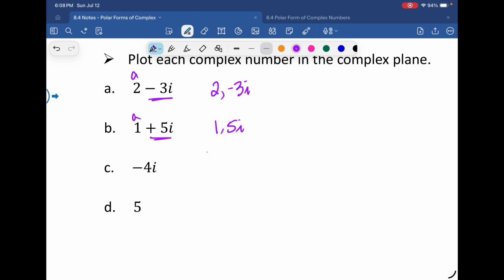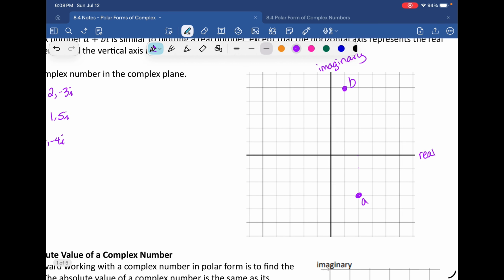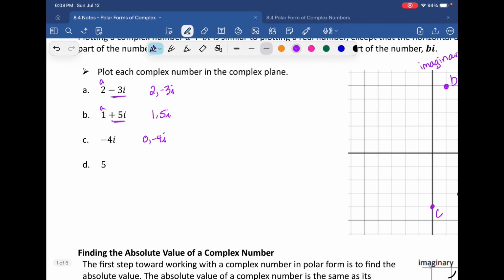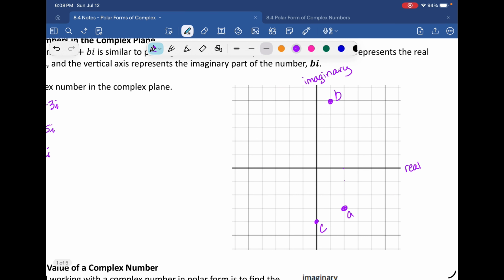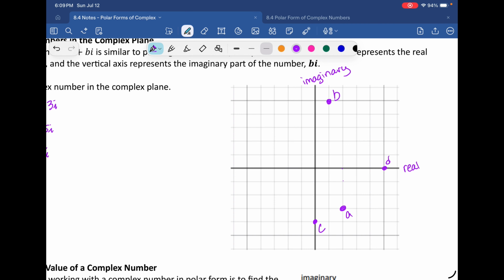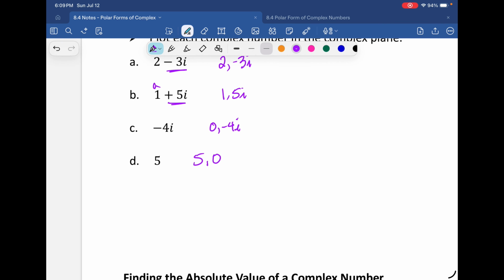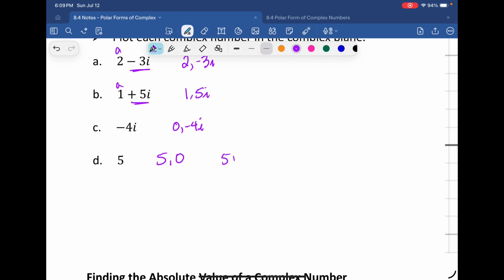All right, my real is missing from this one, so it's 0. My imaginary is negative 4i, which means I'm going to go straight down 4. On D, we have the real, but not the imaginary. So we're going to go to the right 5 units. Every number can be written as a complex. Okay, my 5 can also be written as 5 plus 0i. Every real number can be written as complex by adding a 0i to it.